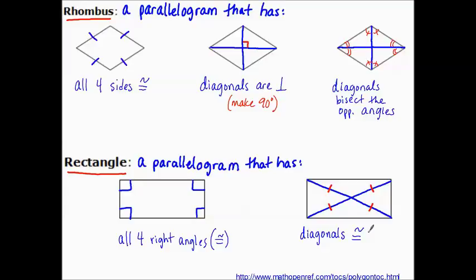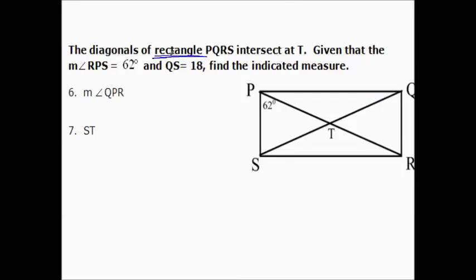are congruent. The diagonals of rectangle PQRS intersect at point T. Given that the measure of angle RPS is 62 degrees, where's that? RPS, 62 degrees, and QS is 18. Now that's not shown in the picture, but here's QS. We know that that whole length is 18, and remember that when we have a parallelogram, the diagonals are bisected. So each part, what does it have to be? 9. And that's probably why it wasn't shown in the picture. It's hard to label the whole length when it's been intersected by another length.